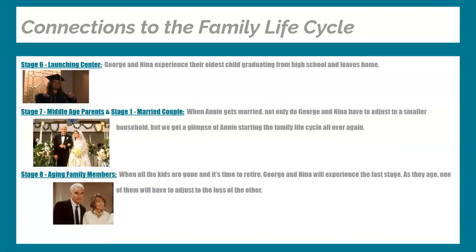Stage 6, launching center. George and Nina experience their oldest child graduating from high school and leaving home. Stage 7, when Annie gets married, not only do George and Nina have to adjust to a smaller household, but we get a glimpse of Annie starting the family life cycle all over again.